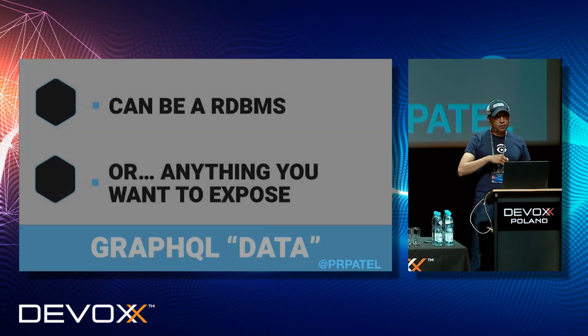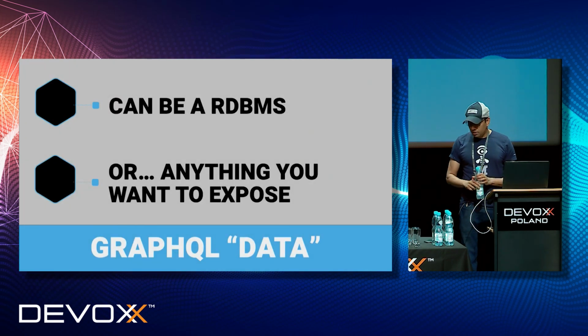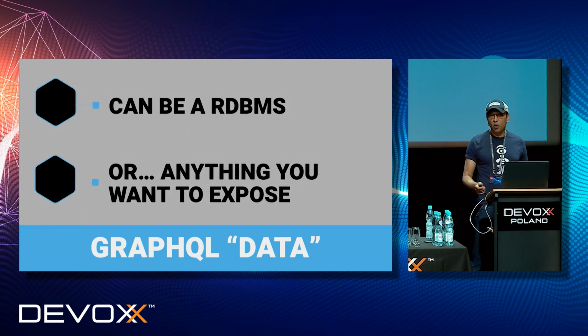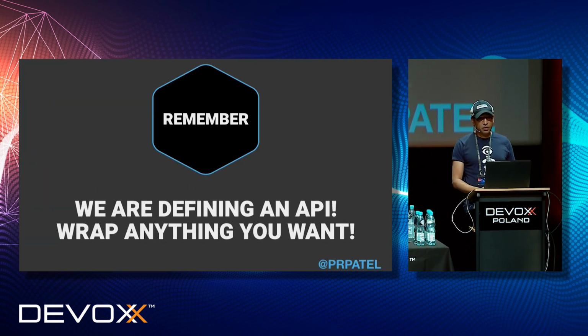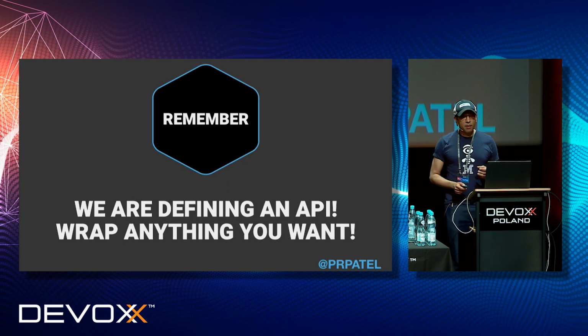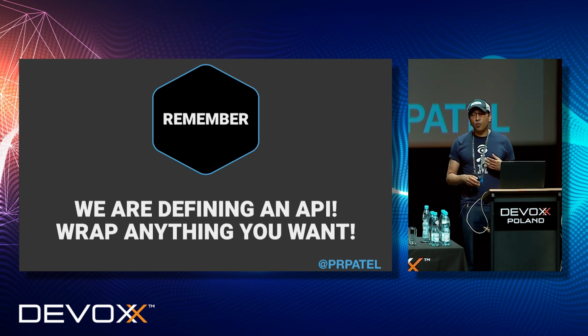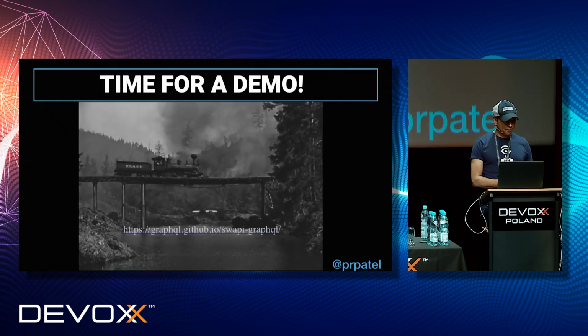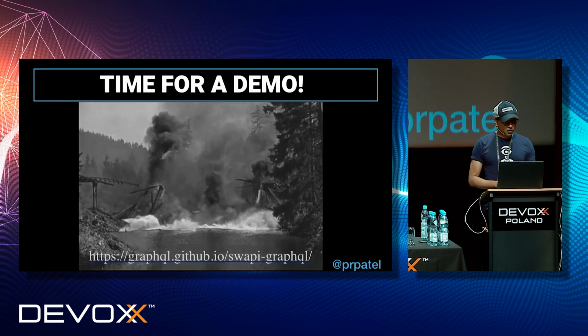All right. So, again, what we have underneath can be an RDBMS, or it can be anything that you want to expose. It doesn't have to be a database necessarily. And the one thing to remember is that we're defining an API. We wrap anything you want as the developer. It's up to you to write that code to do that. All right, so let's do another quick demo.